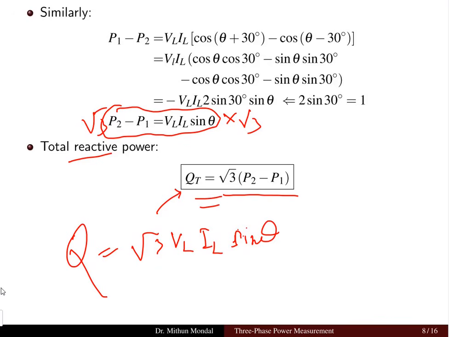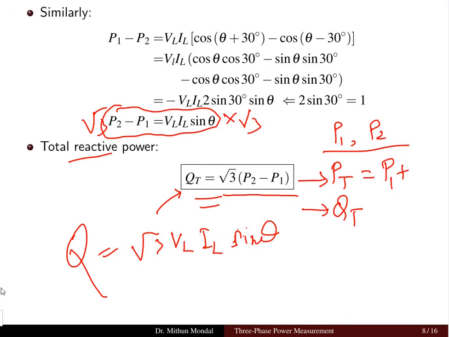It means that if we measure two powers P1 and P2, we are going to get the real power PT and the reactive power QT. So real power PT is nothing but P1 plus P2 and the reactive power QT is equal to root 3 times P2 minus P1. It means only using 2 wattmeter readings we are able to measure the real power and the reactive power of the three-phase system.